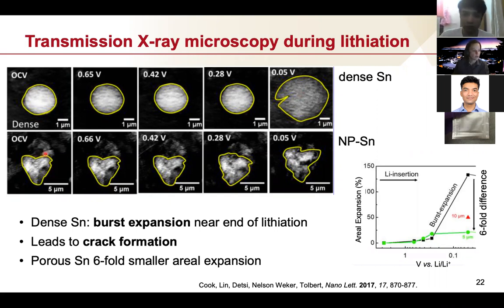The nanoporous tin, on the other hand, doesn't really change area very much, but it does change shape. And we were sort of disappointed by that. We didn't expect it. And so if you plot the areal expansion as a percentage, the black curve during lithiation is the dense tin, whereas the green curve has a small areal expansion, but it's much, much smaller.